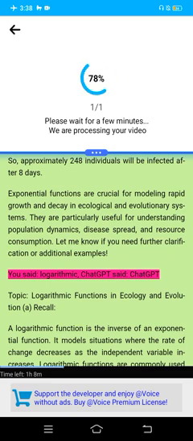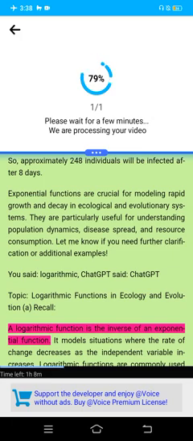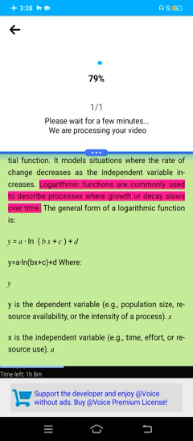Logarithmic functions in ecology and evolution. Recall, a logarithmic function is the inverse of an exponential function. It models situations where the rate of change decreases as the independent variable increases. Logarithmic functions are commonly used to describe processes where growth or decay slows over time.